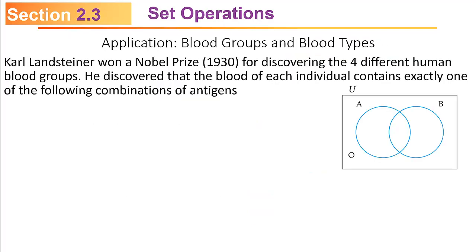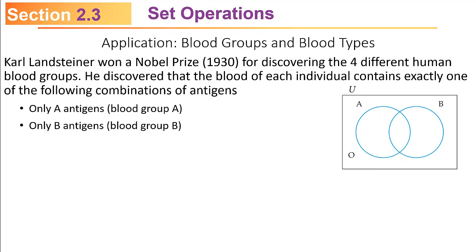Here's a really important application of Venn diagrams. It has to do with blood groups and blood types. Carl Landsteiner won a Nobel Prize in 1930 for discovering the 4 different human blood groups. He discovered that the blood of each individual contains exactly one of the following combinations of antigens. If you have only A antigens, you're called blood group A. Venn diagram-wise, that would be shading the part of circle A that doesn't overlap into circle B.